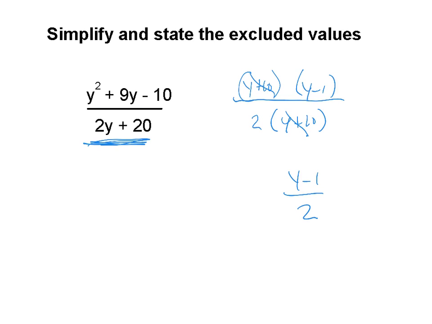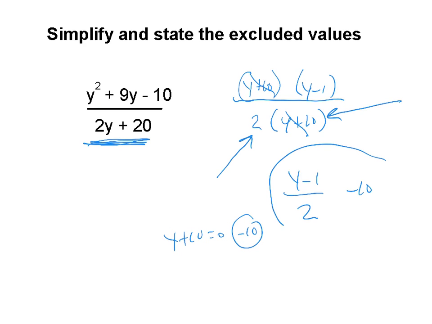And then notice what we factored out in the denominator. We can ignore this 2, but we factored this out, right? So if I put y plus 10 equaling 0, then the one excluded value is going to be negative 10. That one only has one excluded value. Don't have to worry about this number that you pull out. Just work with the factored out pair.